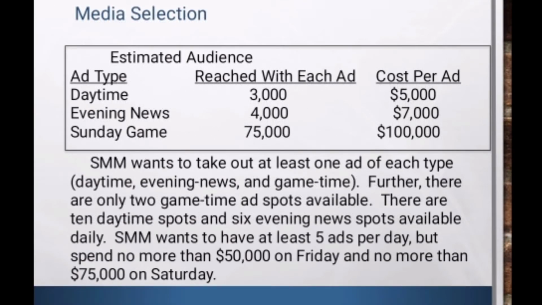SMM wants to take out at least one ad of each type: daytime, evening news, and game time. Further, there are only 2 game time ad spots available. There are 10 daytime spots and 6 evening news spots available daily. SMM wants to have at least 5 ads per day but spend no more than $50,000 on Friday and no more than $75,000 on Saturday.